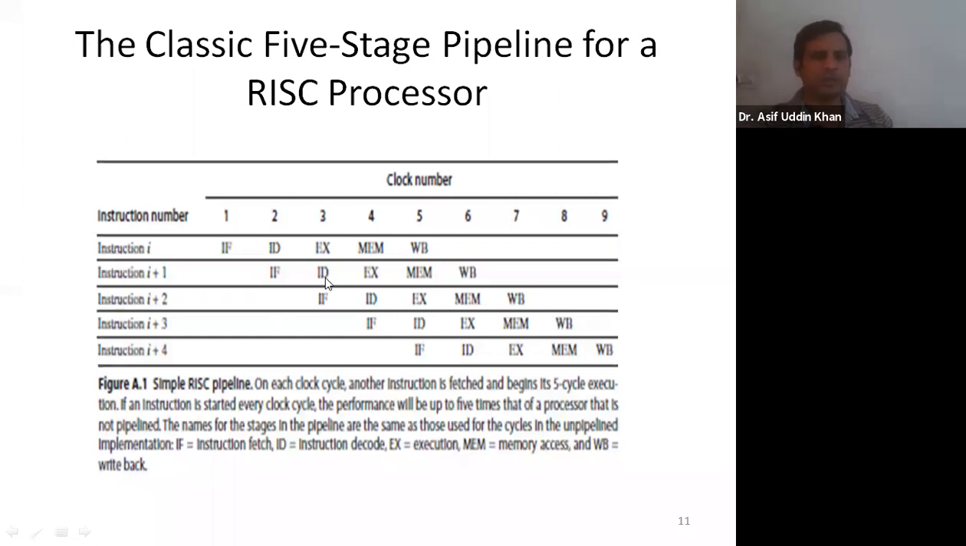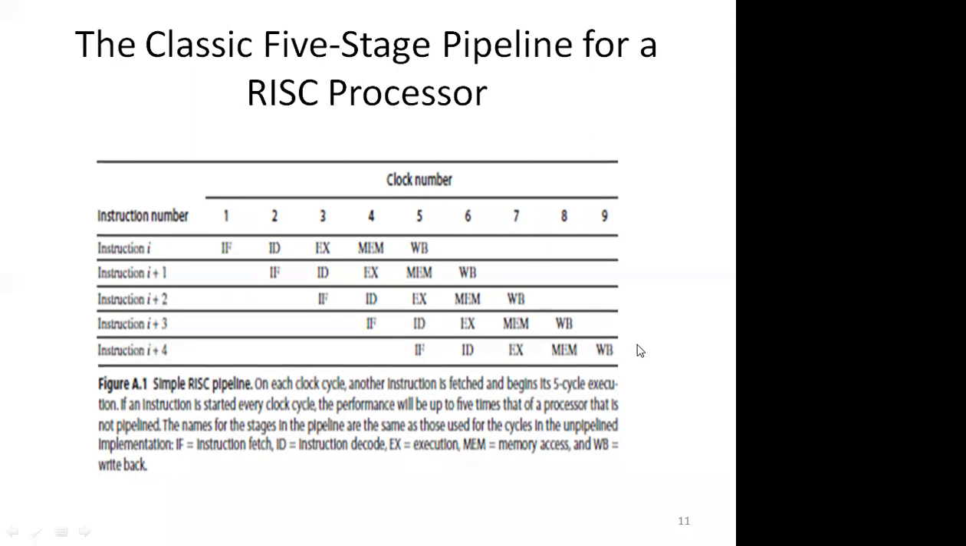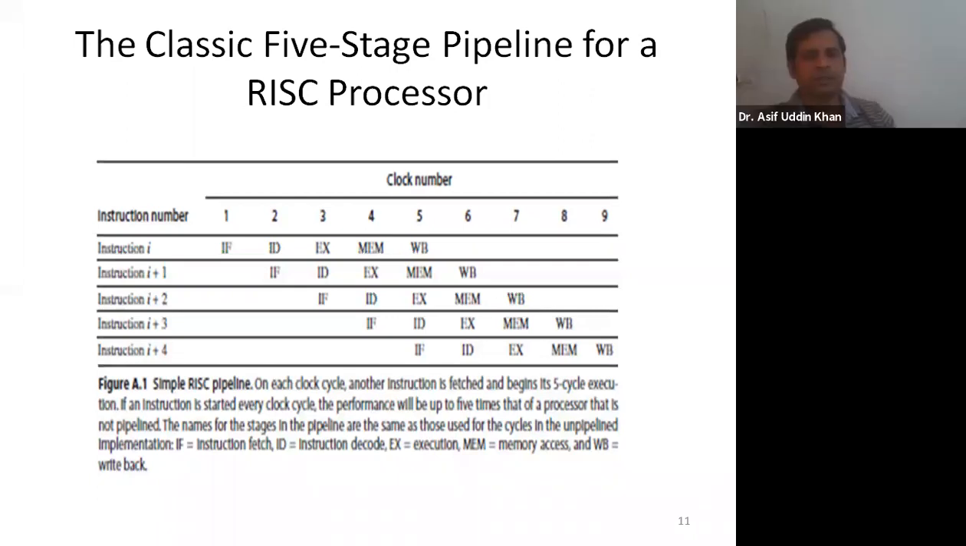At clock cycle 5, instruction I completes. Clock cycle 6, I plus 1 completes; 7, I plus 2; 8, I plus 3; and 9, I plus 4 is completed. So we have 5 instructions, and they complete their execution in clock cycle number 9. If you use sequential execution, how many clock cycles are required to complete these 5 instructions? Can you tell me? 25. 25 clock cycles are required. So this is the advantage of using pipeline.